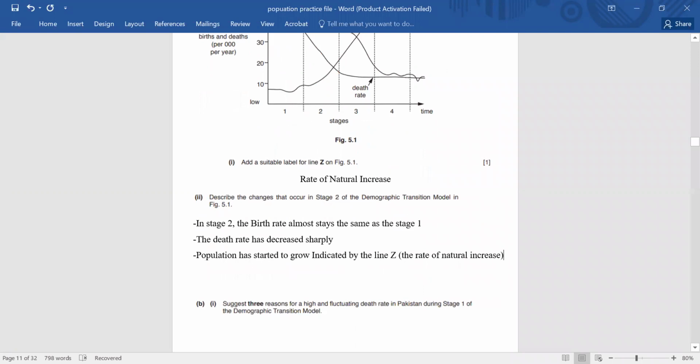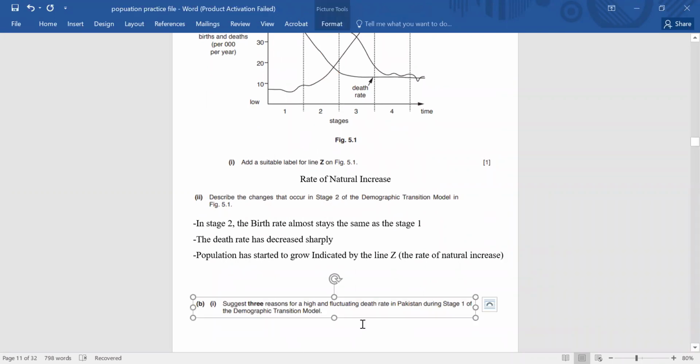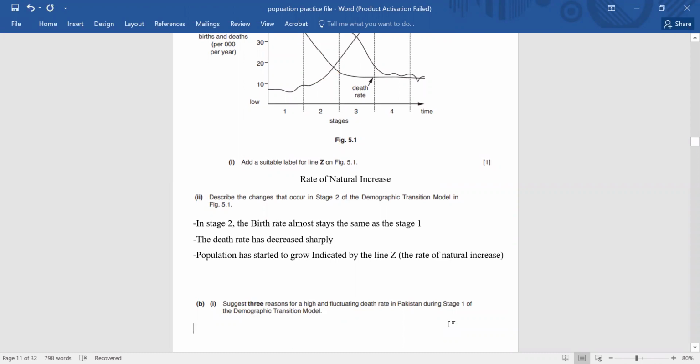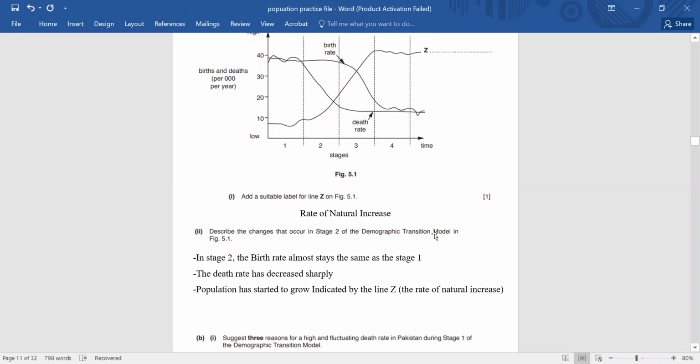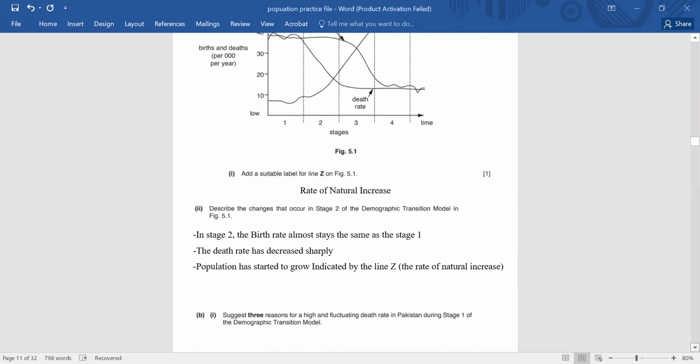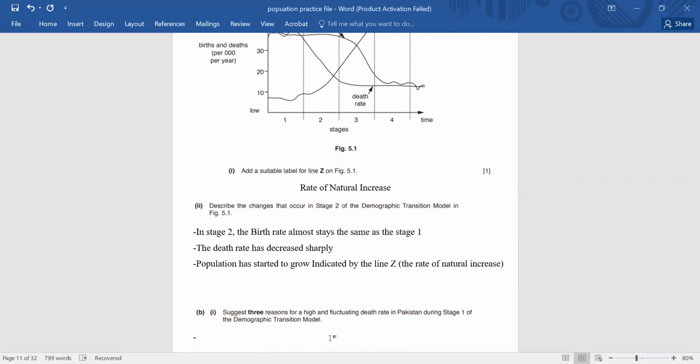Suggest 3 reasons for a high and fluctuating death rate in Pakistan during stage 1 of the demographic transition model. High and fluctuating death rate, this is the area of focus. Number 1, the death rate is really high. Number 2, it is fluctuating. We have to tell 3 reasons. What are the reasons for high?